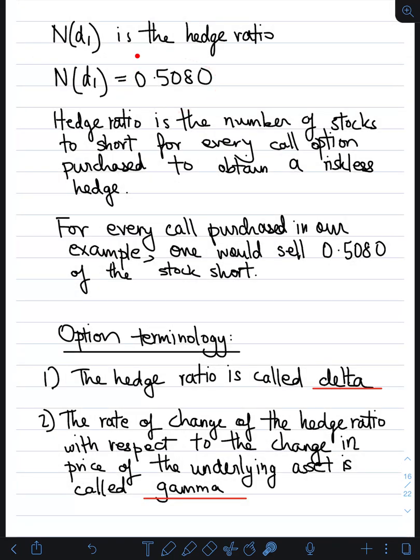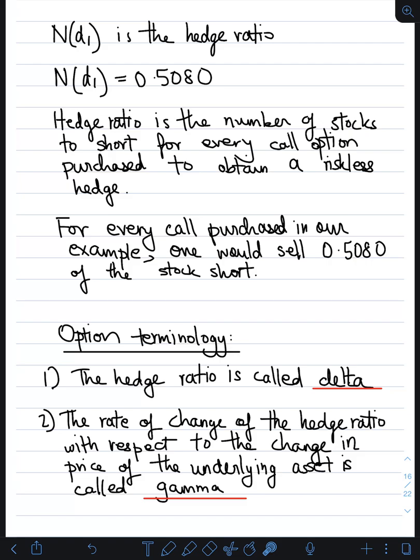Okay, so we had a value of 0.5080, that's a little bit above a half. So it says for every call purchased in the example that we just talked about, for the stock that was trading at 90 with an exercise price of 100, we would have to sell 0.5080 of the stock short in order to obtain a riskless hedge. Okay, so basically for every 2 call options, you'd short 1 stock, approximately, because one call option requires about half of a stock to be shorted.